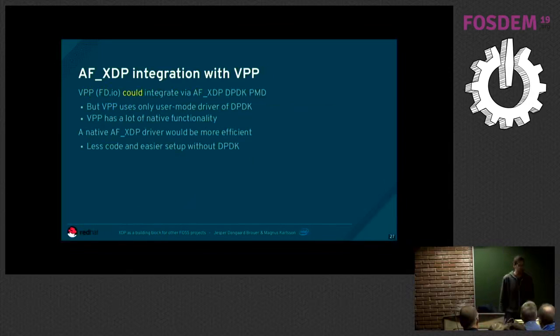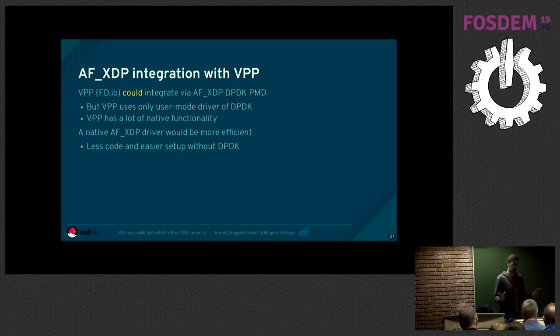The next one is VPP, which is a very popular stack from Cisco in the FD.io project. VPP supports DPDK, so you could take this AF_XDP PMD and just run VPP. But actually you could also just write a native AF_XDP driver in VPP, because there's an AVF driver in VPP, and there's an AF_PACKET driver in VPP. You could do that because VPP doesn't use that much of DPDK, basically the driver, and the rest it just implements itself.